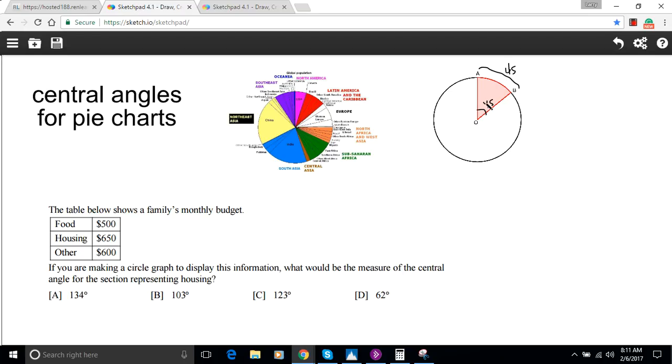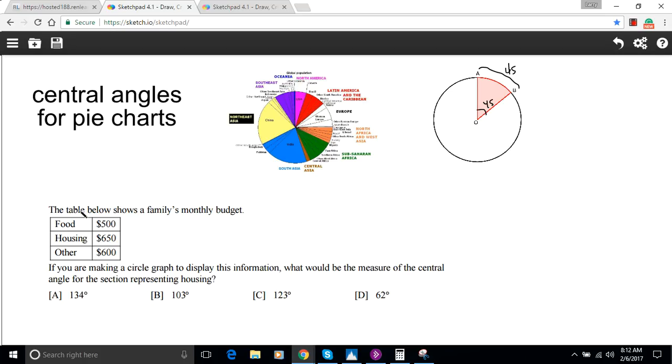So to get the number of degrees for this central angle, what you're going to do is find either a percentage or a fraction or a decimal that represents how much the part is of the whole, and then multiply that by 360 degrees. Let me show you how that works with this one.